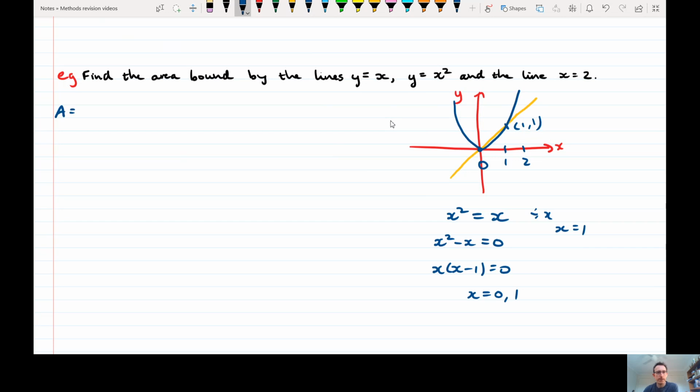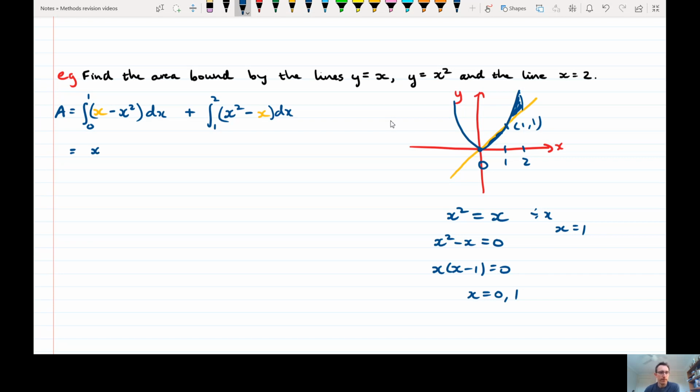So to find the area, you need to do the integral of the yellow one, which is x, minus the integral of the blue one, dx, and we need to do that between 0 and 1. Then we're going to add that to the integral between 1 and 2 of, this time the blue one is on top, x squared, minus the yellow one of x. Sorry, I should have shaded in this little area in here and that there in there so we can see what's going on. Once we've got that, we now integrate and solve.